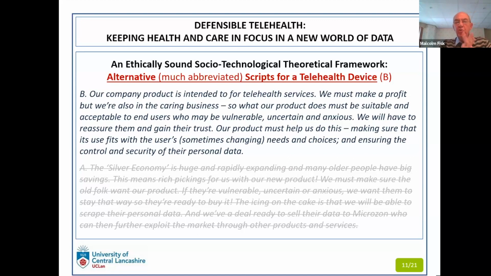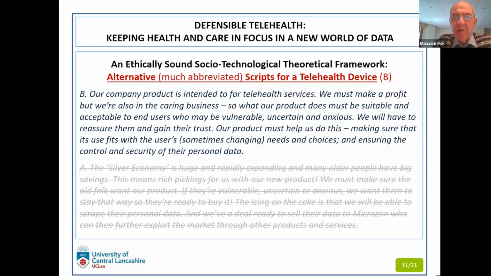Anyway, here we go. I've written what I've called a couple of scripts. They may not be quite what Madeleine Ackridge had in mind, but here we are. For the first one, think of it from the point of view of a company who is actually marketing a particular product to you and your service. Our company product is intended for telehealth services. We must make a profit, but we're also in the caring business.